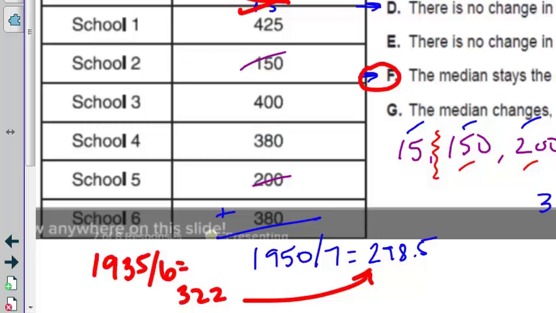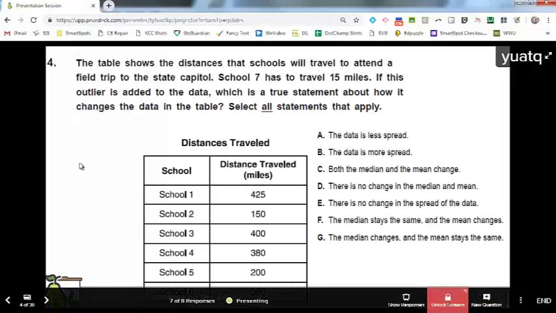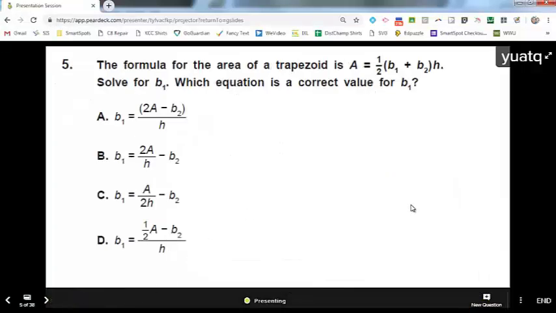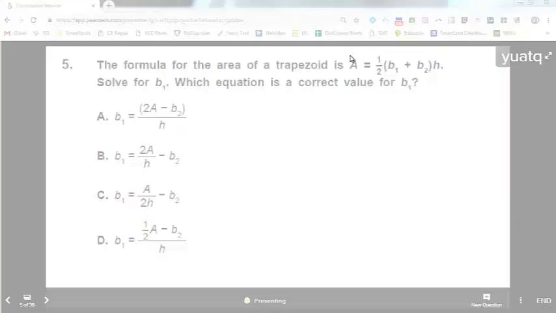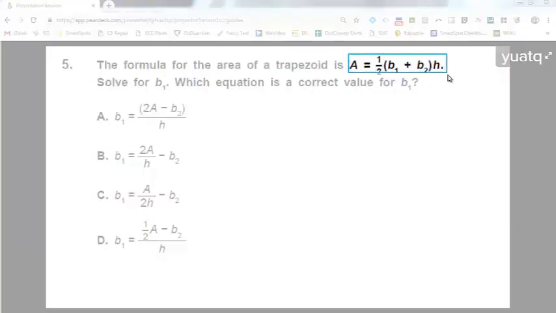Okay. Whoops. Wrong thing. All right. Moving on. On this one, solve for b sub 1.